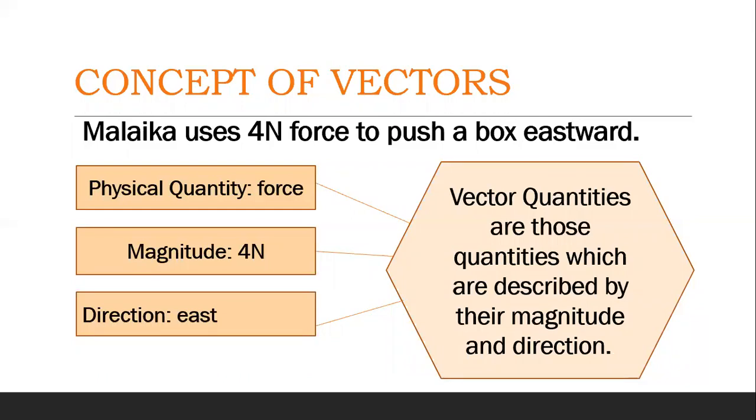Let's see an example. Malaika uses 2 Newton force to push a box eastward. So the physical quantity used over here is force. Since force is a vector, we know now it should be expressed with a magnitude and direction. Let's search for the magnitude in the sentence. You can see a number and a unit written together: 2 Newton, that is the magnitude. Eastward, it's direction. So vector quantities are those quantities which are described by their magnitude and direction.